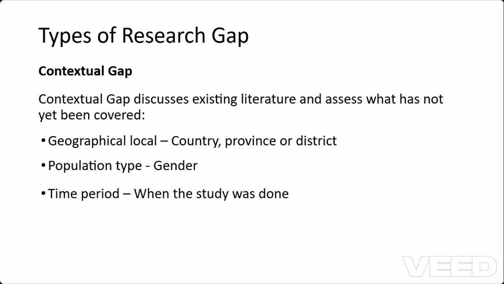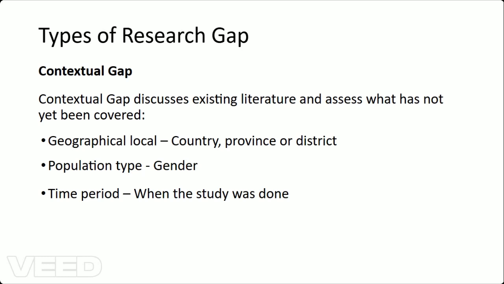There is also the time period when the study was done. For example, if somebody studied gender-based violence in Chivoria in the 1990s, definitely a study done in 2025 is likely to pose different results from the one done in the 1990s. There is that time period research gap.